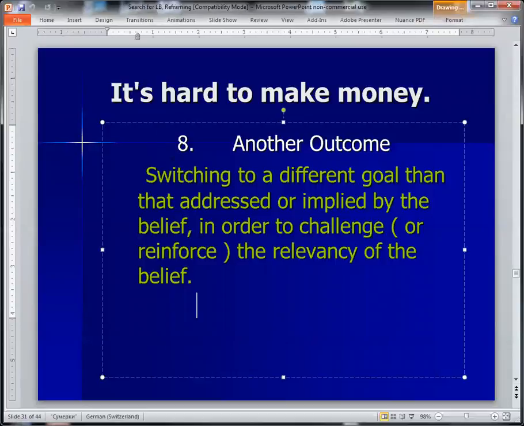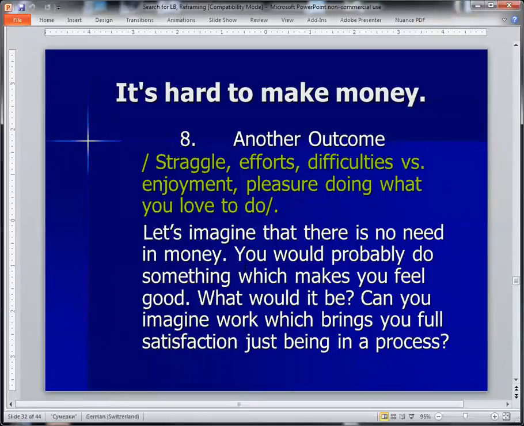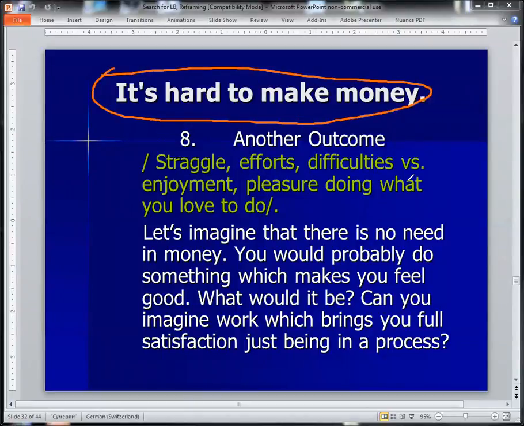And here the example is, as usual, we are working with the same one in order to see how exactly those patterns work. So for example, someone has a belief: it's hard to make money. And how could we use the another outcome reframing pattern?